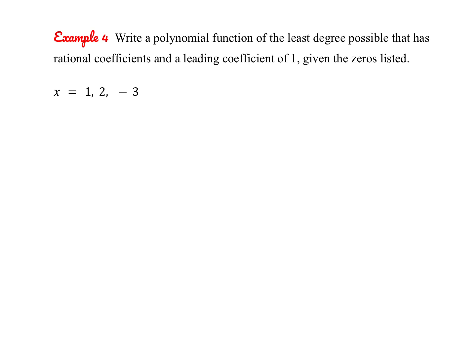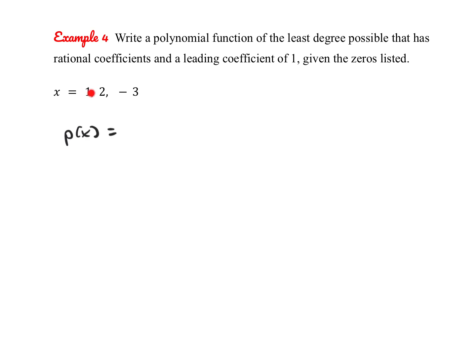Okay, the last thing we're going to do is see if we can create a polynomial function given the zeros listed. So here they're asking for the least degree possible with rational coefficients and a leading coefficient of 1. That means when you go to turn the zeros into factors, don't square them, don't add in anything extra. It should be the smallest degree possible. So I'm going to call it p of x.